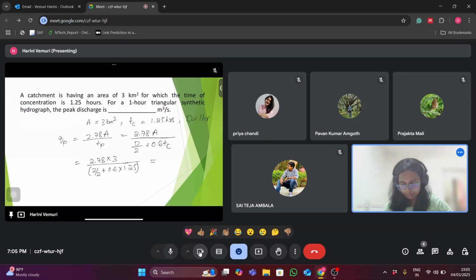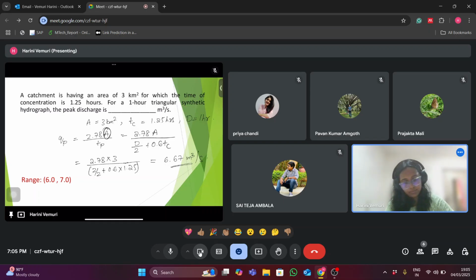2.78 into 3 divided by 1.25, which is 6.67 meter cube per second. Okay. So here, since we are multiplying it with the area term, the units will be only in cubic meters.